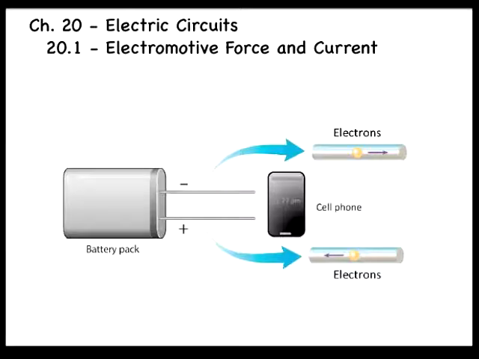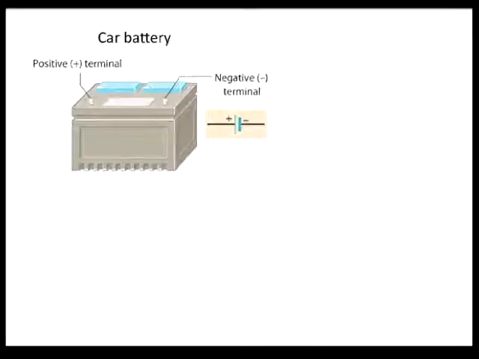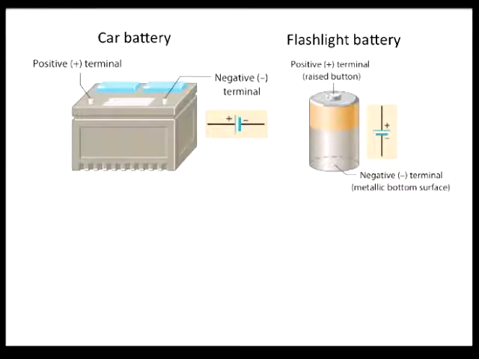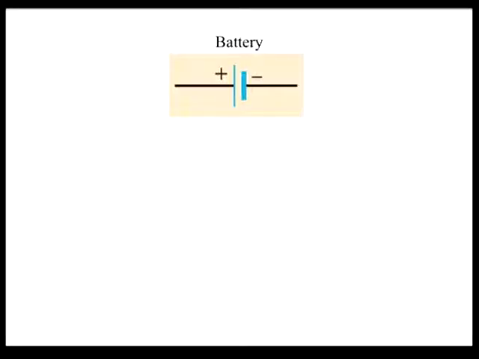Within a battery, a chemical reaction occurs that transfers electrons from one terminal, leaving it positively charged, to another terminal, leaving it negatively charged. Here we show the two terminals of a car battery and a flashlight battery. The symbol shown here represents a battery or other energy source in circuit drawings. Because of the positive and negative charges on the battery terminals, an electric potential difference exists between them.